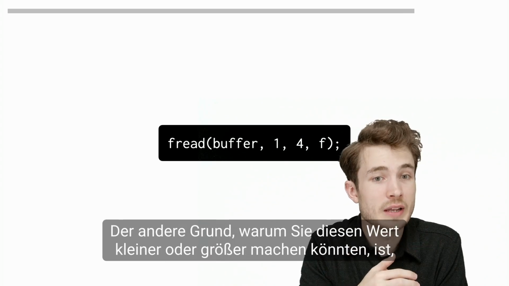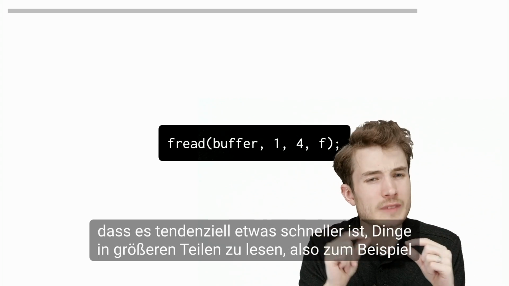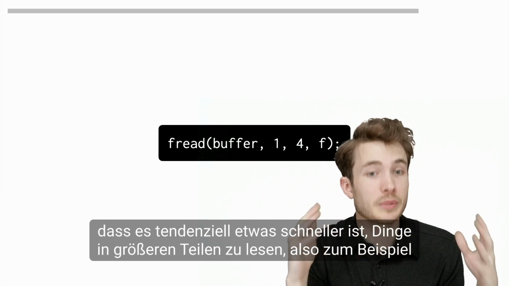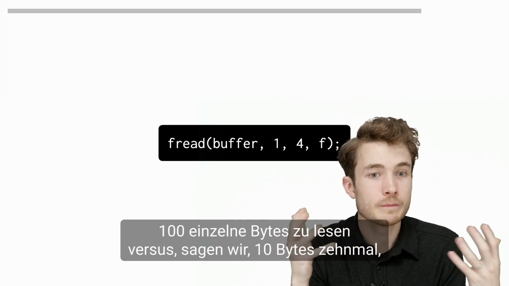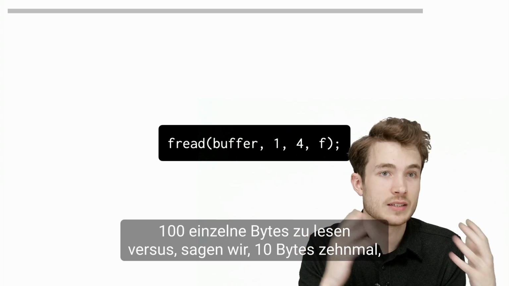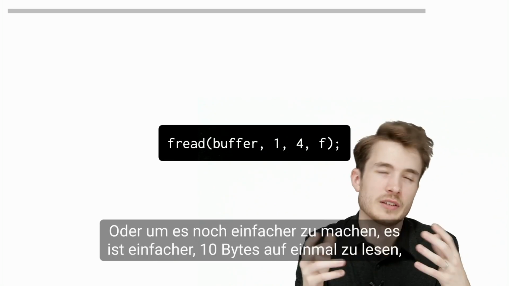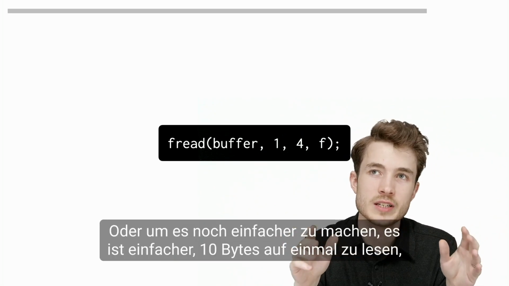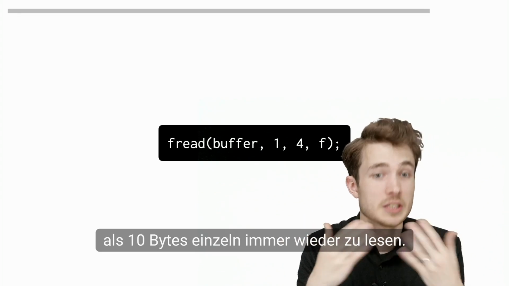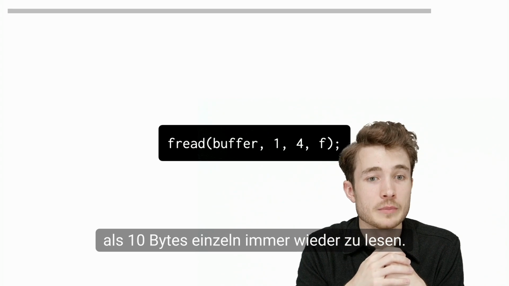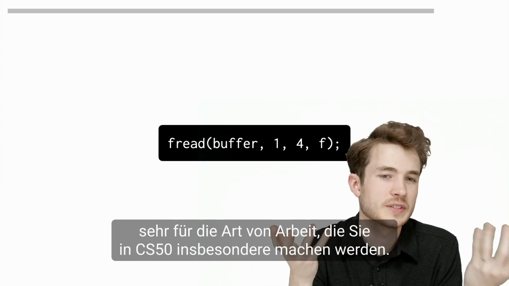The other reason you might make this value smaller or larger is it tends to be a little bit faster to read things in bigger chunks, like to read, let's say, 100 individual bytes versus, let's say, 10 bytes 10 times, for instance. Or to make it even simpler, it's easier to read 10 bytes all at once than it is to read 10 bytes individually over and over again. So that's a consideration as well, though probably not as much a consideration for the kind of work you'll do in CS50 in particular.